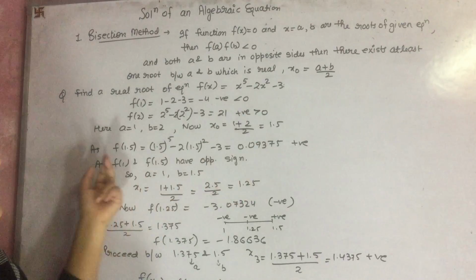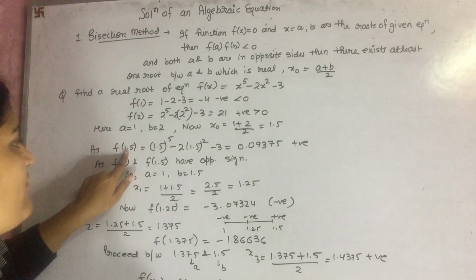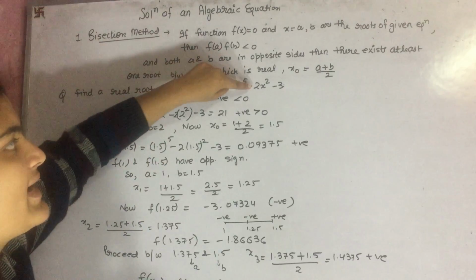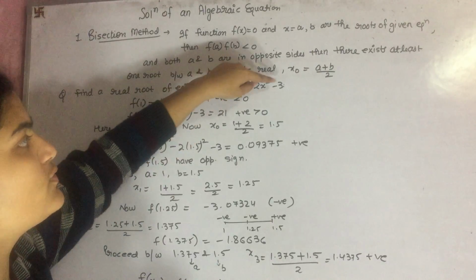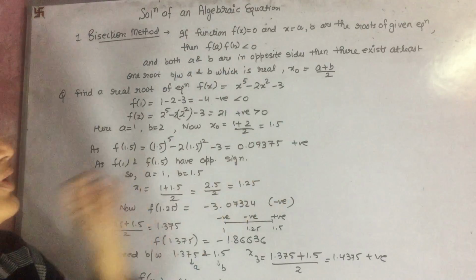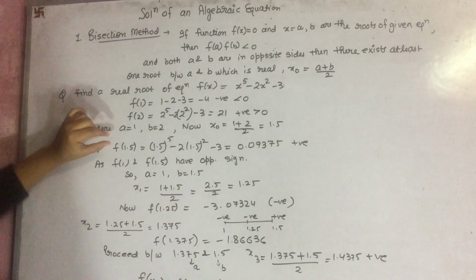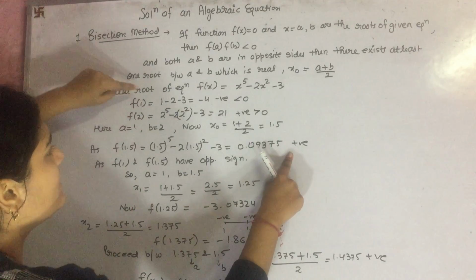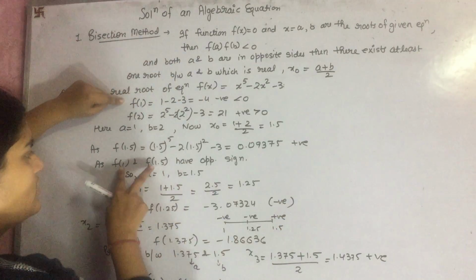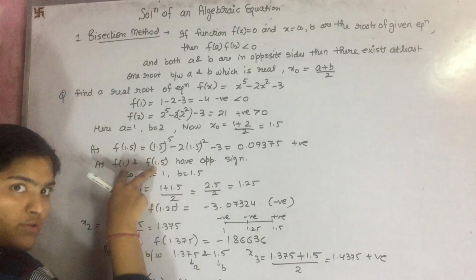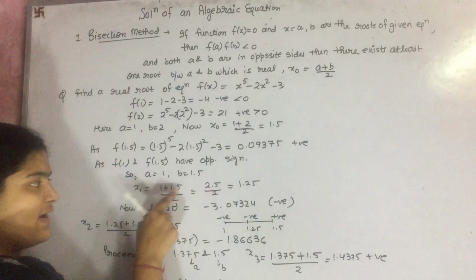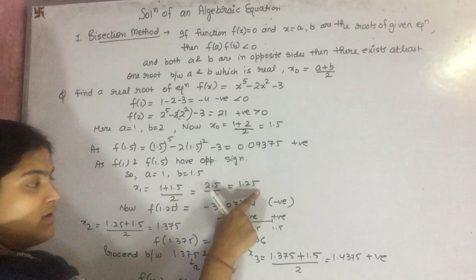Next, f(1.5). This is your x2. f(1.5) is x raised to power 5, that means 1.5 raised to power 5 minus 2 times 1.5 raised to power 2 minus 3. This is your positive value. Again, you have to take this value and a negative value. The negative value is f(1). So these are your two values for the function. Your a becomes 1 and b becomes 1.5. Again find the value of (a plus b) by 2, 1.25.